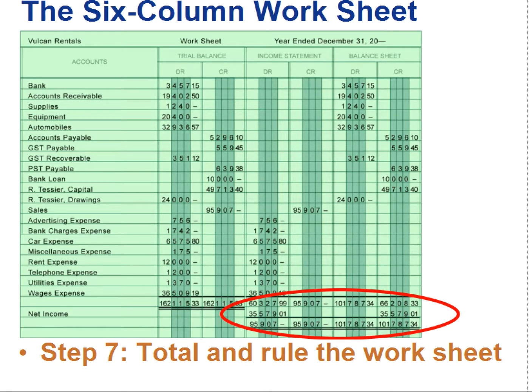Step 7. The last step is just to add up the last 2 lines of the worksheet. Notice once you add up the last 2 lines, your income statement columns should balance and your balance sheet columns should balance. Once you've got them all to balance, double underline and you finish the worksheet.